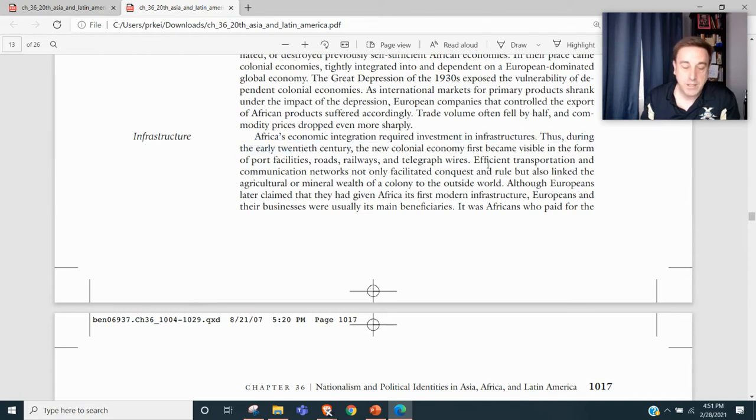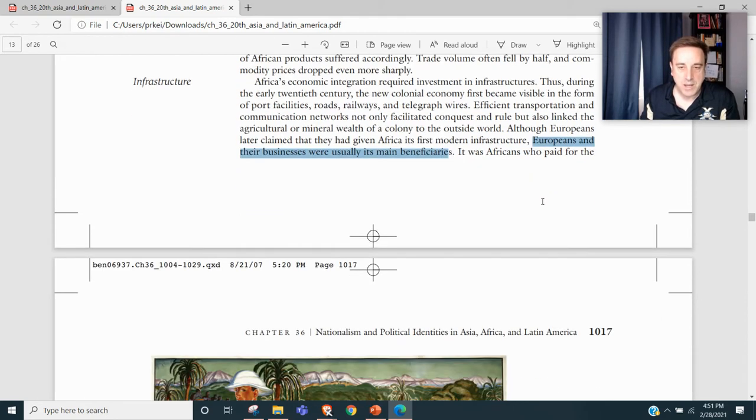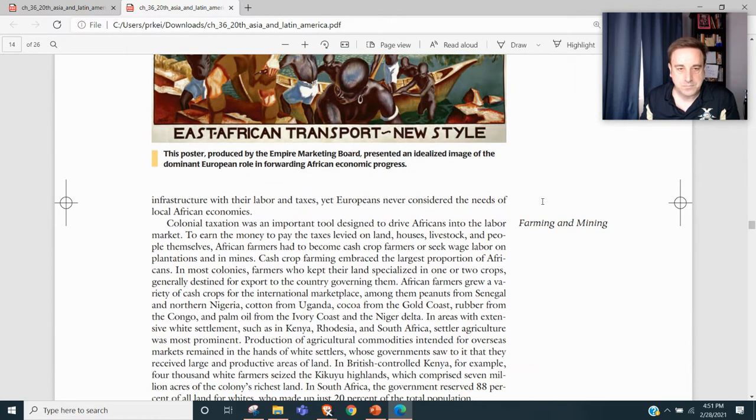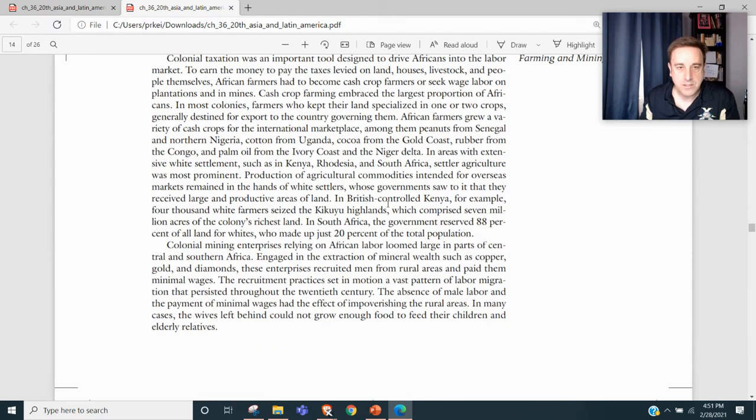One of the things that's going to make life difficult within the colonies then, and in some ways difficult to this day, is that there is going to be infrastructure put up, everything from port facilities, railroads, telegraph wires, all of that. But it was done for the European businesses. It was done so that the Europeans are going to get the benefit from it. Okay, so that's going to be big.